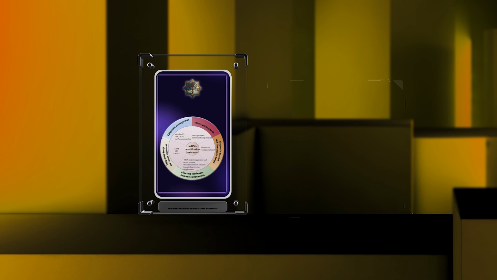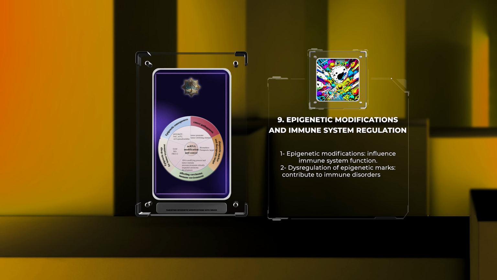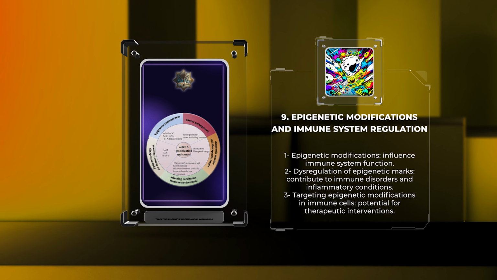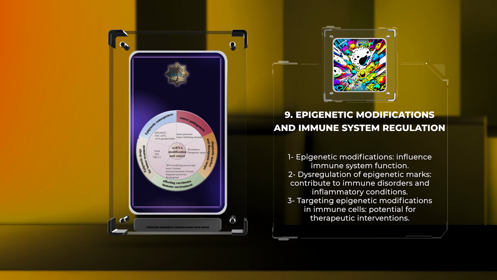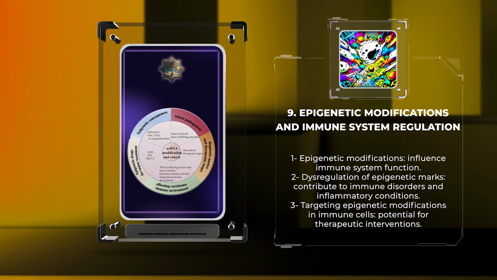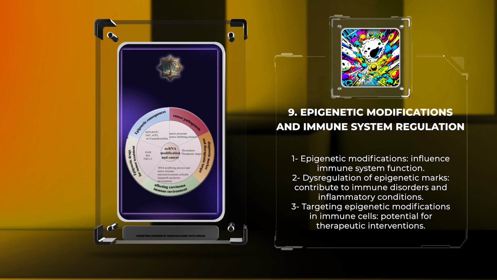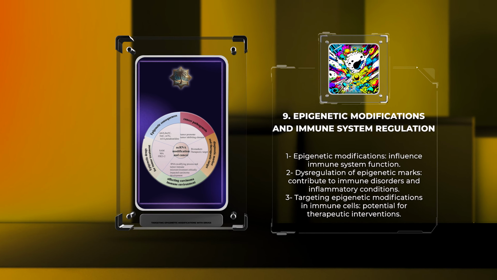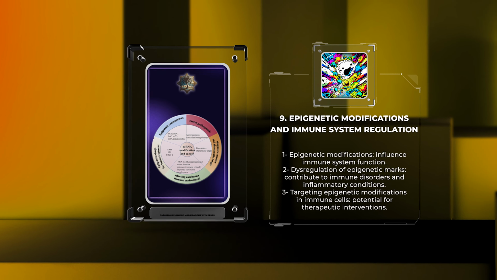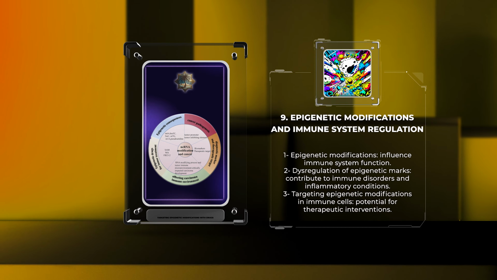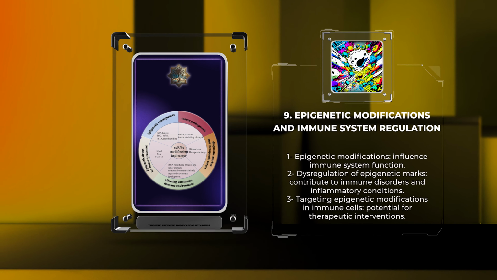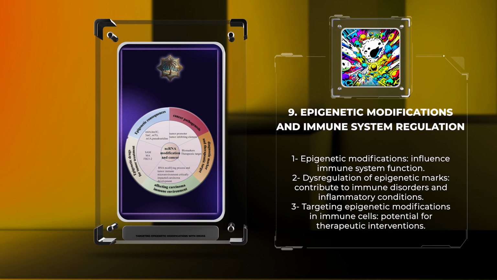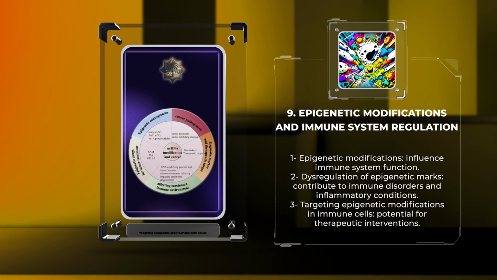Epigenetic modifications have a significant impact on the regulation of immune system function. Alterations in DNA methylation or histone modifications can influence immune cell differentiation, activation, and effector functions. Dysregulation of these epigenetic marks may contribute to the development of autoimmune diseases, immunodeficiency disorders, and inflammatory conditions. Targeting epigenetic modifications in immune cells holds promise for therapeutic interventions, such as modulating immune responses or enhancing cancer immunotherapy.